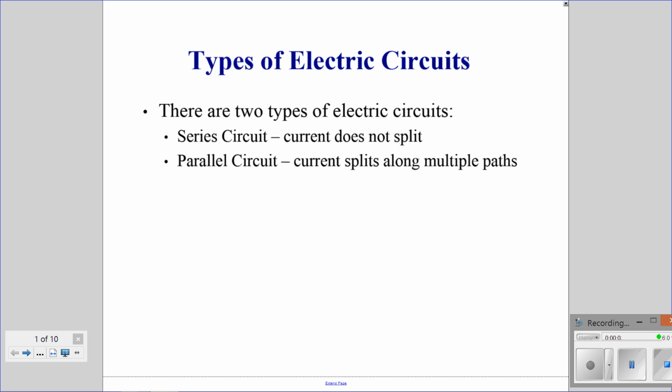There are two basic types of electric circuits. One of them is the series circuit, where the current does not split. The other is the parallel circuit, where the current splits along multiple paths. So just to show the difference, here is what those two types of circuits look like.